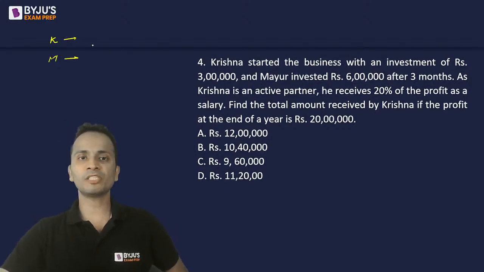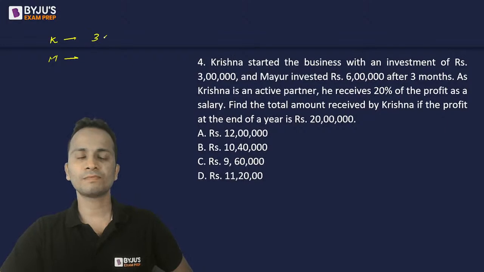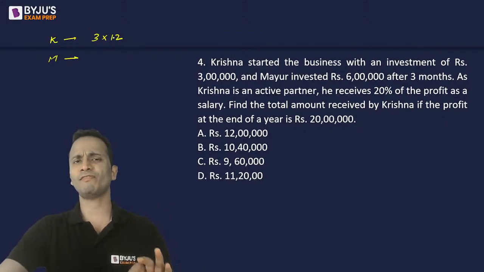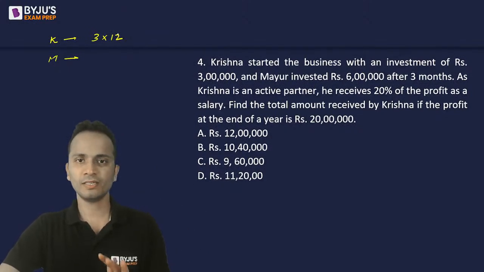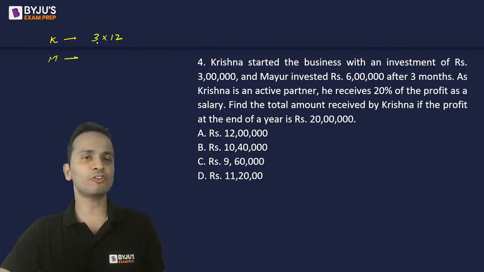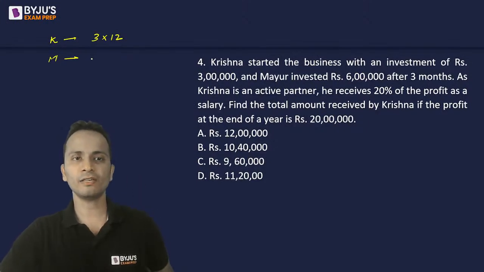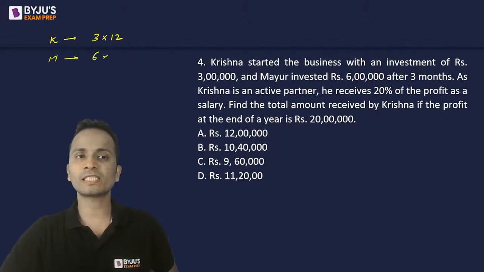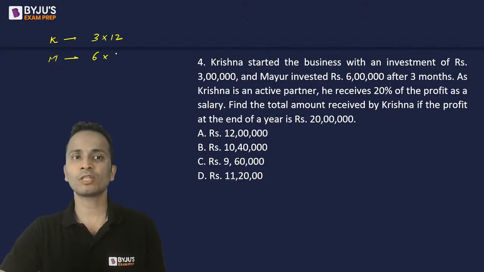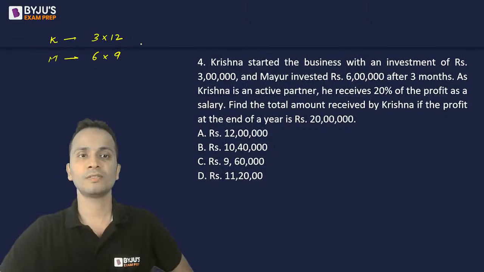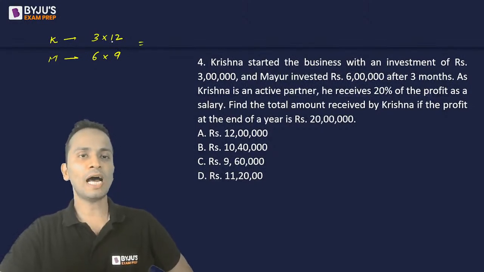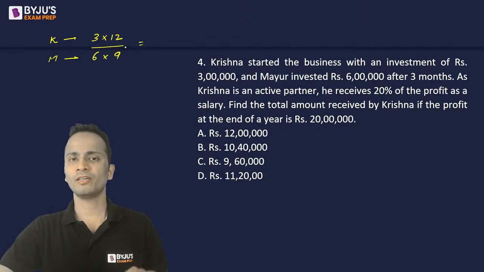Now, Krishna started the business with an investment of 3 lakhs, and invested the money for 12 months. First of all, I'll find out the ratio in which the total profit should be divided. Krishna invested 3 lakhs for the entire year, but Mayur started with 6 lakhs after 3 months. So that means Mayur's money was invested for a total of 9 months, right? So I'll calculate the ratio here.